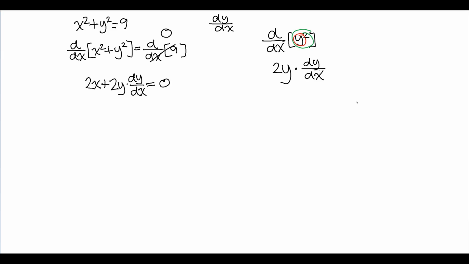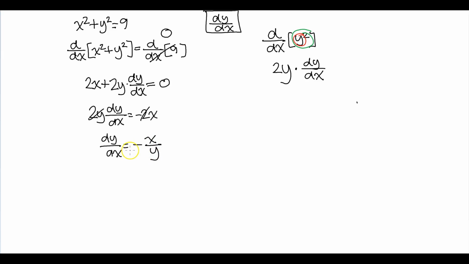What we're going to do now is isolate and solve for dy dx, since that is what we want to find in the first place. So we're going to subtract 2x from both sides and divide. Cancel, cancel, and we get dy dx equals negative x over y.